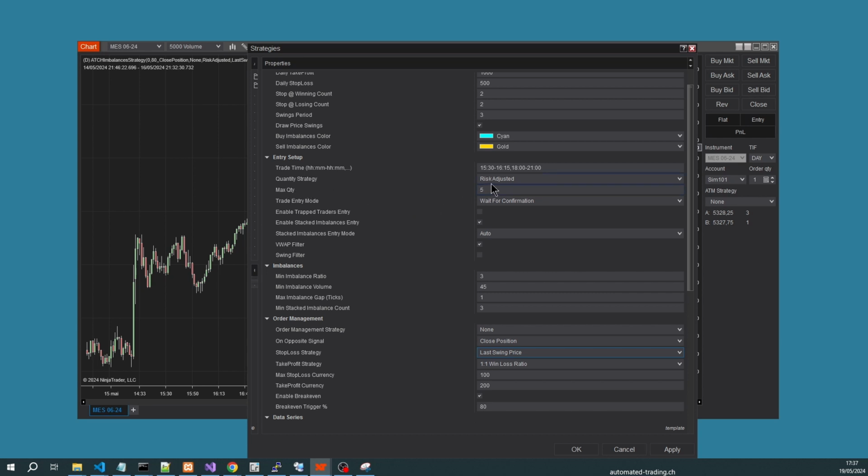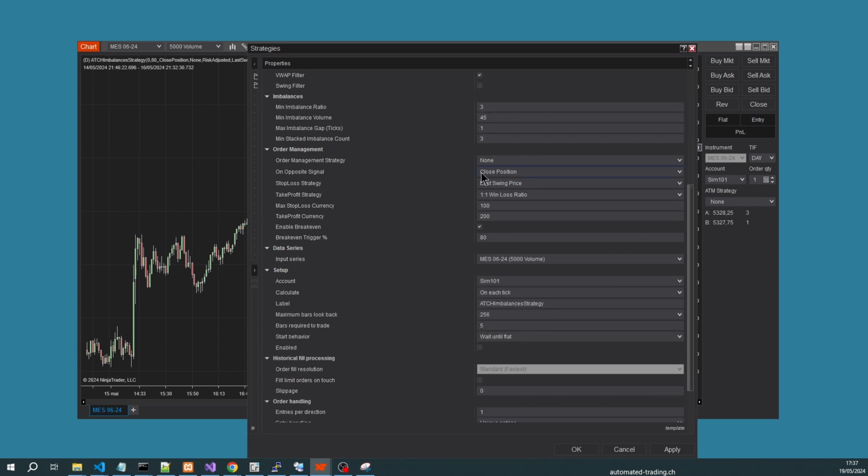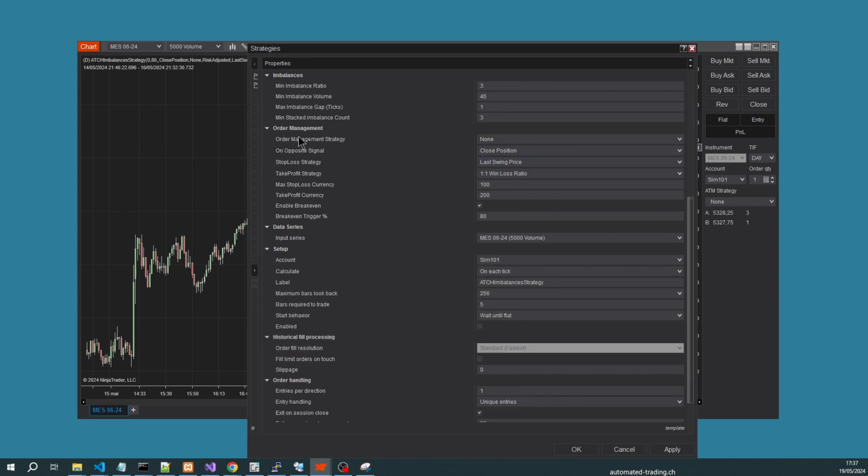Max quantity is related to this quantity strategy. I explained all this. The trade entry mode is either wait for confirmation or immediate. Okay, so I will jump over those because I've already explained them. Imbalances also. Then we have the order management.